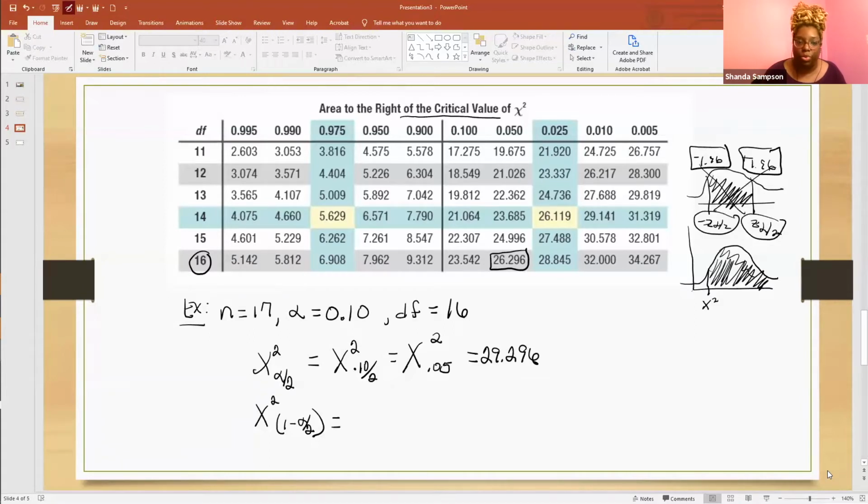Then we do the same thing here. Remember, this is chi-squared 1 minus 0.05, right? Which we know is chi-squared 0.10. So what's that going to be? 0.95. 1 minus 0.05 is 0.95. Now we need to look up 0.95.